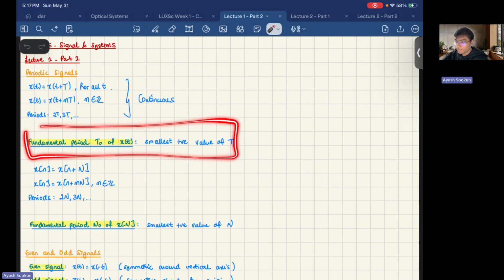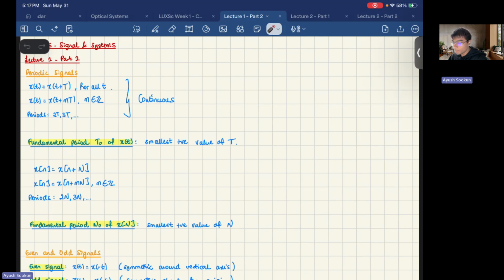Here I have it in highlight. Fundamental period T0 of x(t) is the smallest positive value of T. So that's the fundamental period for a continuous time signal.